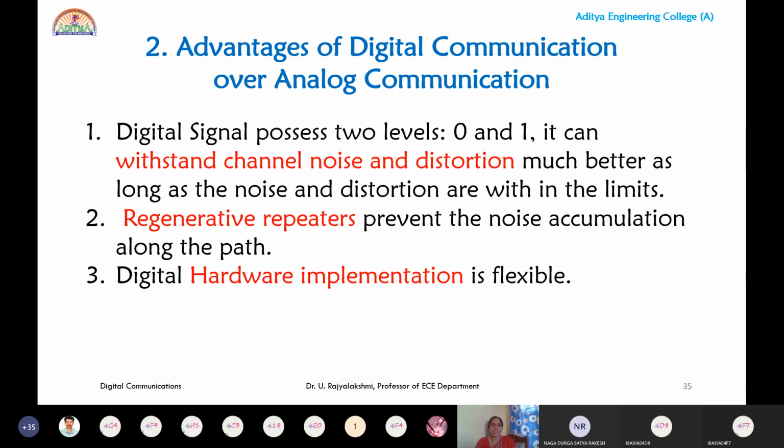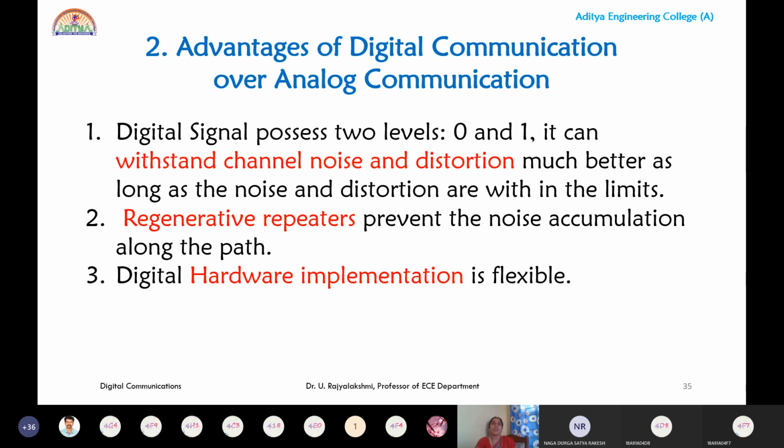So like that, if you observe the first and second points here, the digital communication system is able to eliminate the accumulated noise in an efficient manner because of the presence of regenerative repeaters. So consider it as the second point.